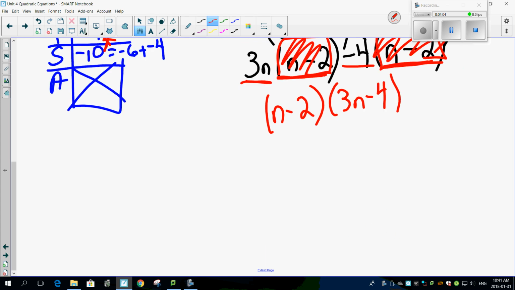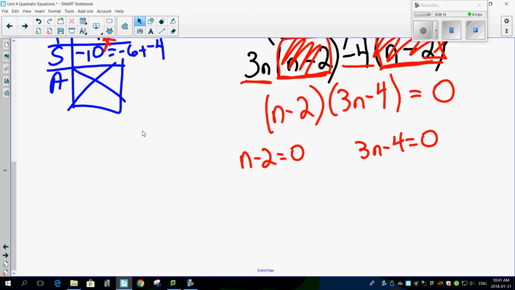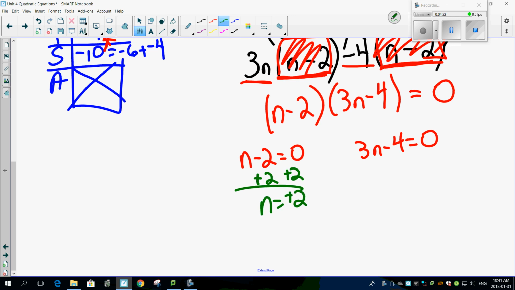Now, the way you solve it, again, remember, this is all equal to 0: n minus 2 equals 0, 3n minus 4 equals 0. And you should actually try to start solving this in your head, because they're actually pretty easy to solve. Getting rid of the minus 2, of course, you add 2 to both sides, giving you n equals positive 2. But I got a question. Can you do this one in your head? I wonder.